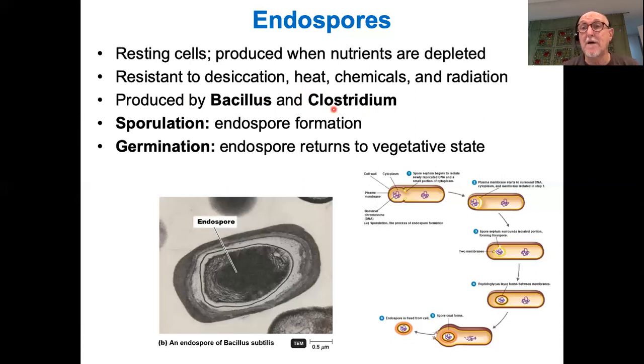So spores were a major source of contamination in hospitals and things like that, in surgery and everything. Even if they boiled instruments and everything, it didn't kill spores. It killed living cells, but it didn't kill spores. And so it's very difficult to sterilize completely. Instead, we have to sterilize in an autoclave to get rid of the spores.